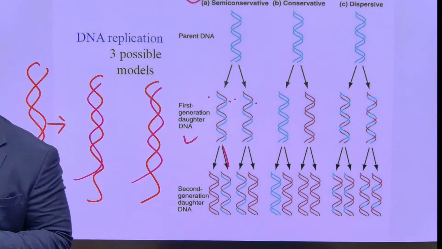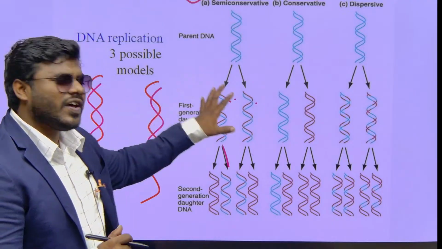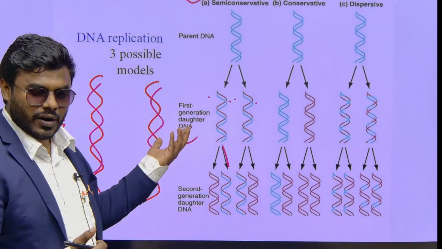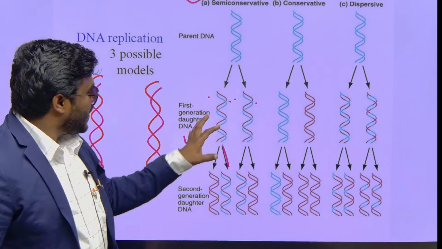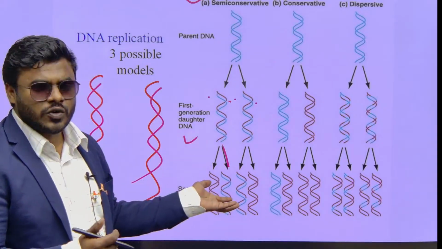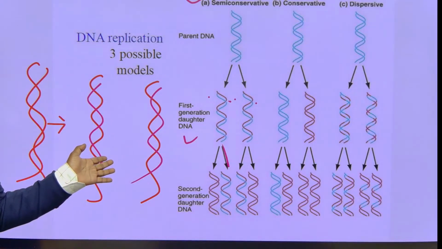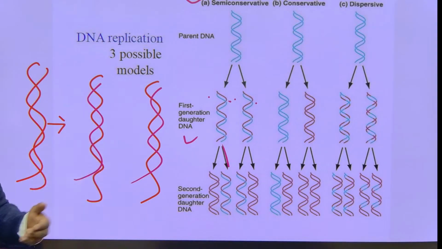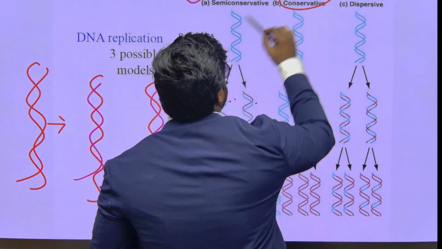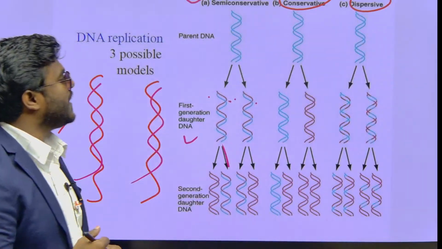But 90% of the other scientists approved this model, whereas some other scientists rejected it. Why? Because there is no evidence, there is no proof to prove that DNA only follows this model while undergoing replication. They opposed the semi-conservative model and proposed their own models. One is the conservative model and one is the dispersive model.